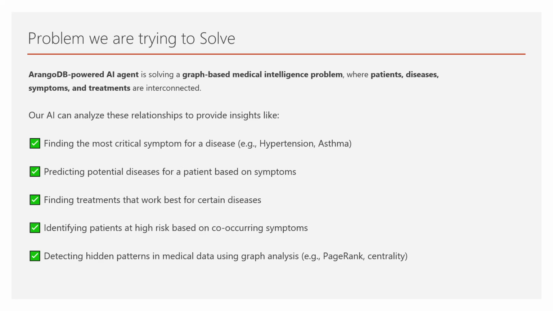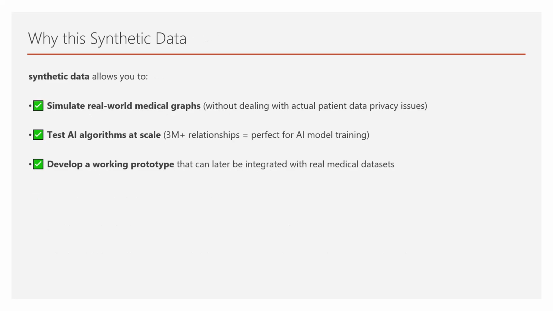So the problem that we are trying to solve: the ArangoDB powered AI agent is solving a graph based medical intelligence problem where patients, diseases, symptoms, and treatments are interconnected. Our AI can analyze these relationships to provide insights like finding the most critical symptom for a disease, for example hypertension, asthma, predicting potential diseases for a patient based on symptoms, finding treatment that works best for certain diseases, identifying patients at high risk based on co-occurring symptoms, and detecting hidden patterns in medical data using graph analysis.